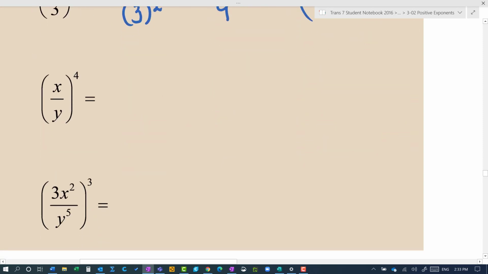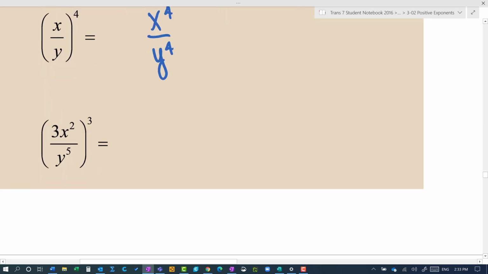All right, let's look at the next one. Try that, x over y to the fourth. You should get x to the fourth over y to the fourth. All right, now things get a little bit more complicated when we look at the next problem. We have to raise everything there to the third power. So give that a try. You should end up with 3 to the third, x to the sixth over y to the 15th.